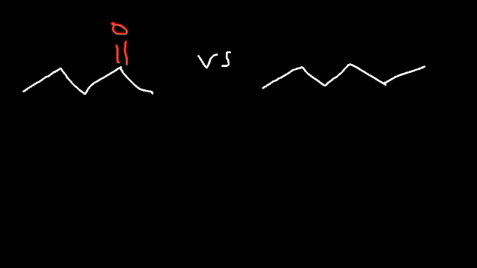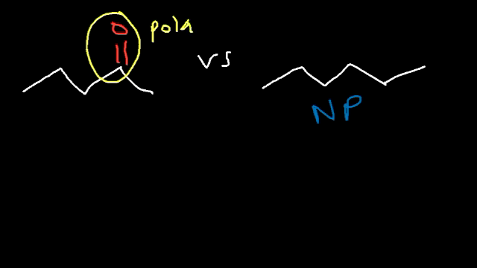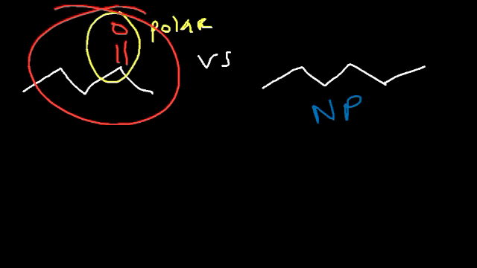Now, what if we compare 2-pentanone with hexane? Which one has a higher solubility in water? Well, hexane is an alkane and it's completely nonpolar. It doesn't mix with water. However, because of the ketone functional group, that region is polar. So the ketone is slightly polar in water, and this is going to have a higher solubility in water.